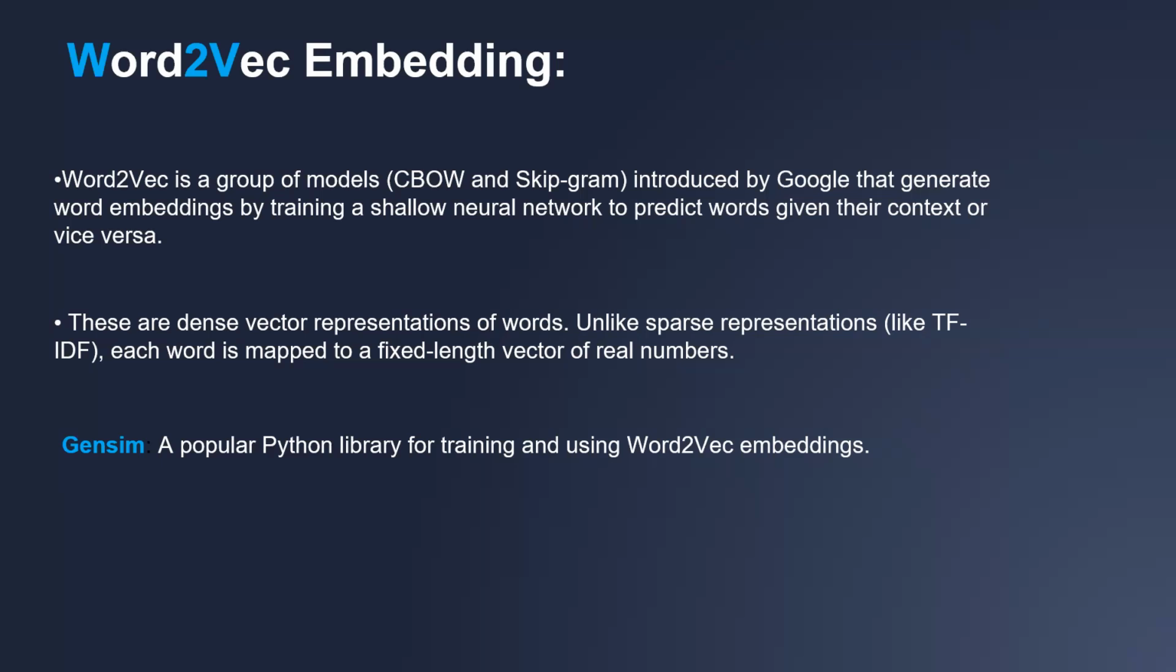If I'm talking about TF-IDF, the nature of its representation is sparse, which means high-dimensional vectors with many zeros. And similarly, if I'm talking about BERT embeddings, those embeddings are dense vectors, which are low-dimensional with continuous data. All right. And Word2Vec we can use with the help of Gensim, a very popular Python library for training and using Word2Vec embeddings. So guys, let's build this kind of functionality from scratch.